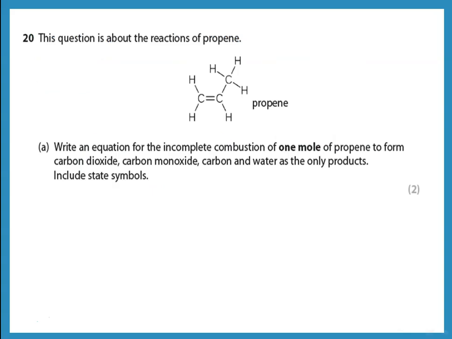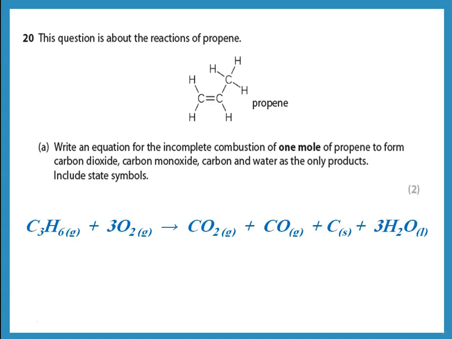Okay, this one says write an equation for the incomplete combustion of 1 mole of propene to form carbon dioxide, carbon monoxide, carbon, and water. Okay, so first of all, you should realize combustion means reaction with oxygen. He's saying 1 mole of propene, that means I'm not going to put any coefficient before the propene. He says it gives carbon dioxide, carbon monoxide, carbon, and water, and then you need to balance.